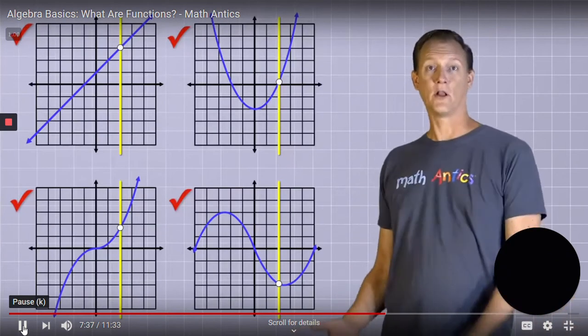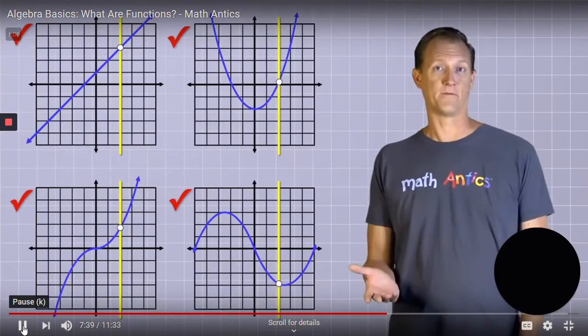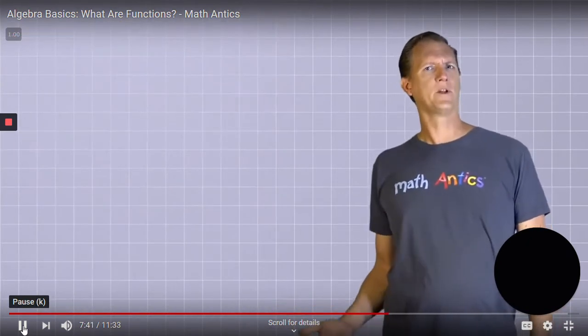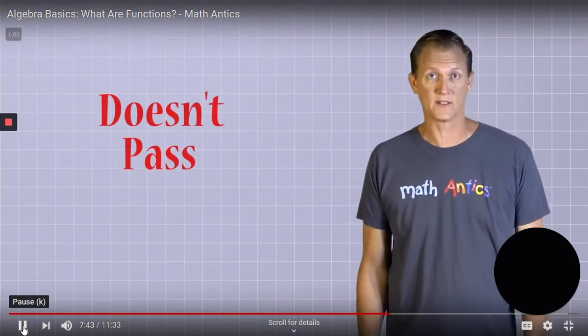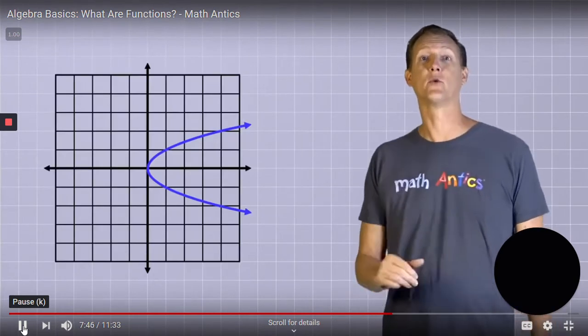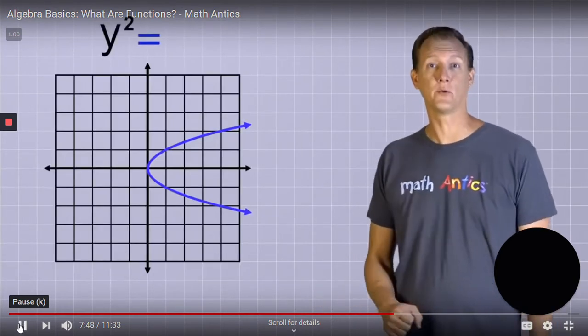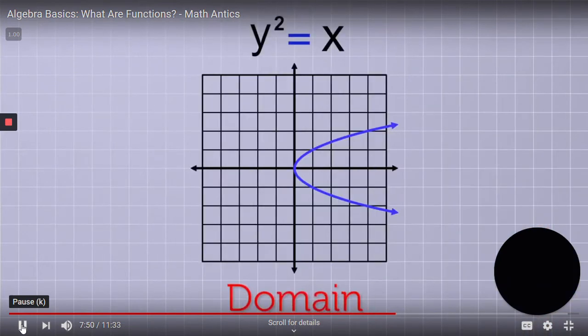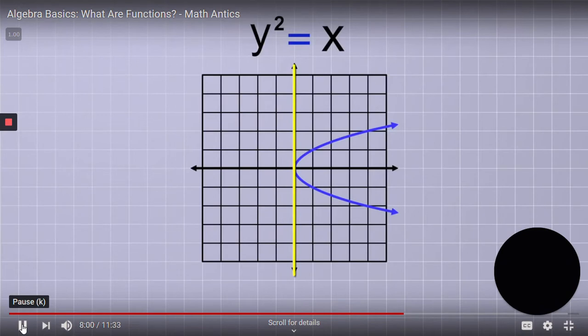Okay, so all of these graphs pass the vertical line test and are functions, but what's an example of a graph that doesn't pass the vertical line test? Well, here's one. It's the graph of our equation y squared equals x. The domain of this equation doesn't include any negative input values, so there's some places where a vertical line wouldn't intersect the graph at all, and that's okay. And there's one place where the vertical line would intersect the graph at just one point, which is also okay.